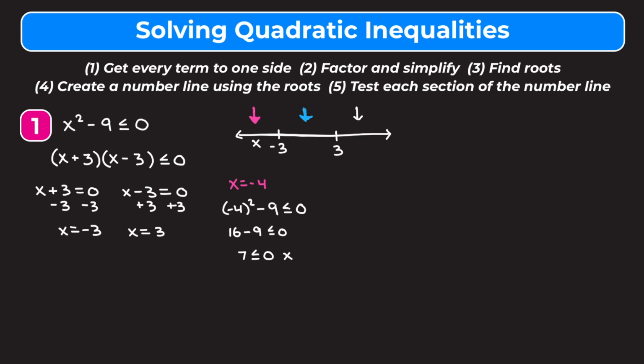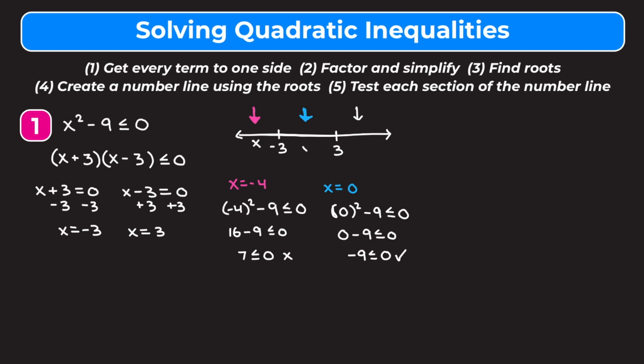So let's test x equals 0 because that fits between negative 3 and positive 3. So instead of x squared minus 9, I'm going to have 0 squared minus 9 is less than or equal to 0. 0 squared is 0. So I have 0 minus 9 is less than or equal to 0. And 0 minus 9 is negative 9. So I get negative 9 is less than or equal to 0, which is true.